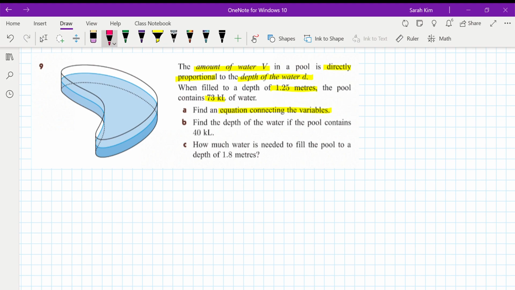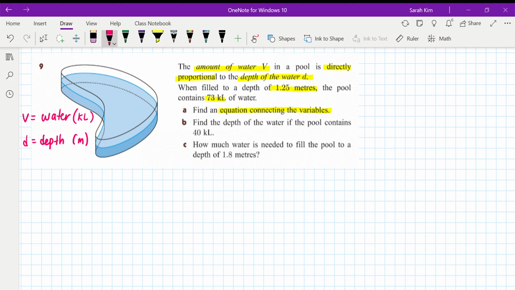Okay, so first begin by writing your variables. I'll write it over here. V is amount of water in kiloliters, was it? D is depth in meters. So just writing everything down I can.